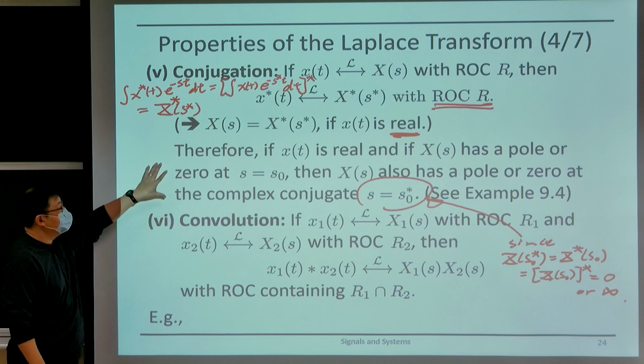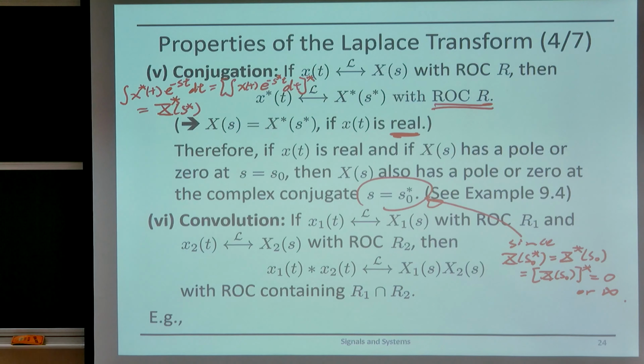This is what this statement is saying. If x of t is real, and it has a pole or zero at s naught, then it must also have a pole or zero at the complex conjugate of s naught, which is s naught star.